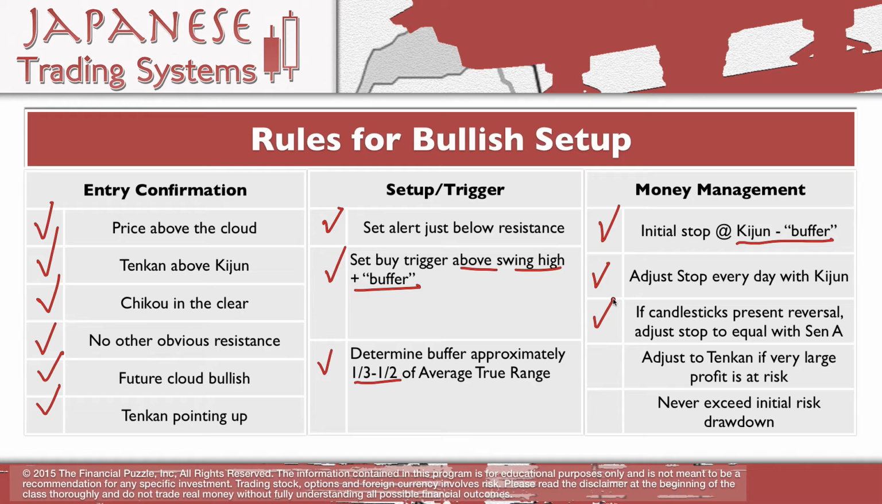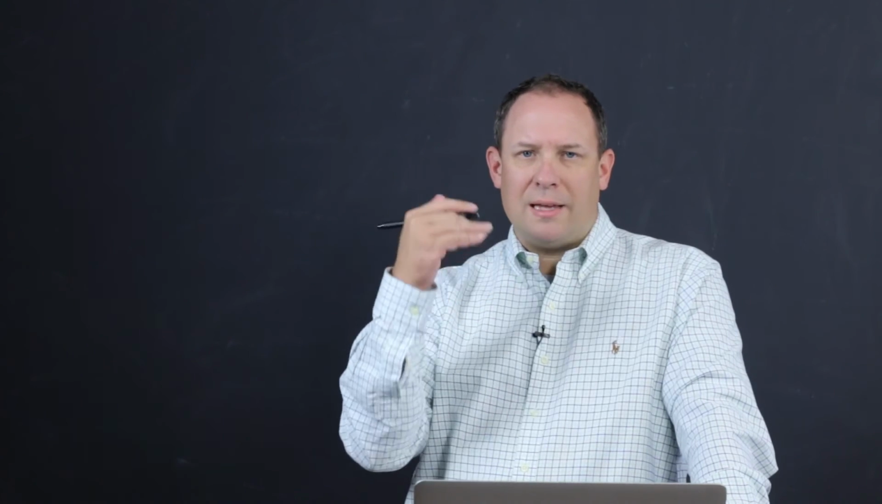And then if your candlesticks present a reversal signal, adjust the stop to equal the Senkou A line. So put it exactly where the Senkou A line is. This is the system. And then adjust to the Tenkan line if your profit is very large and it's at risk. So if you have a very large profit and it's at risk, just go immediately to that tightest line, which is the Tenkan line. That's essentially setting it in line with your moving average. You don't even need the buffer. Just set it right there with the line.